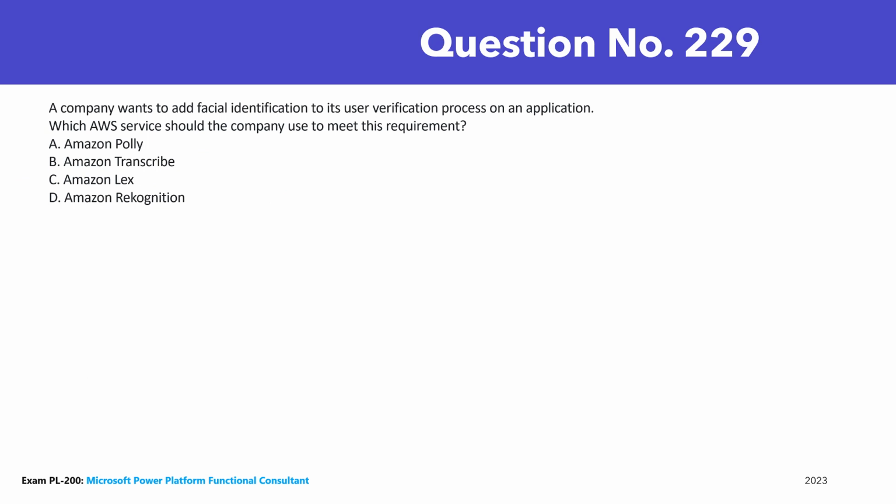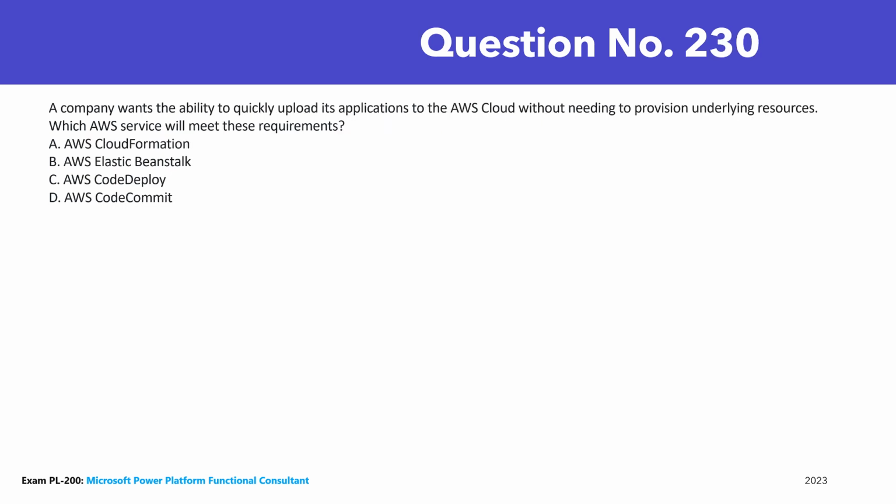A company wants to add facial identification to its user verification process on an application. Which AWS service should the company use to meet this requirement? A. Amazon Polly. B. Amazon Transcribe. C. Amazon Lex. D. Amazon Rekognition. Correct answer, D.